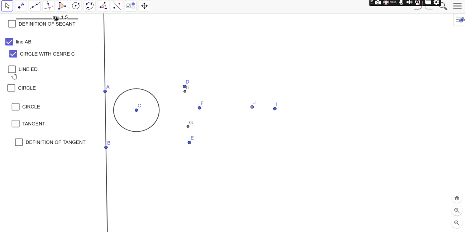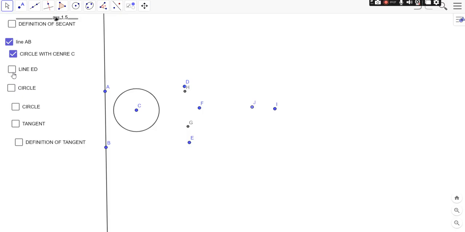Line and the circle have no common point. In this case, line AB and circle with center C and some radius, they are not intersecting. So we can say line is not intersecting with respect to the circle. In this case, line is called a non-intersecting line with respect to the circle.